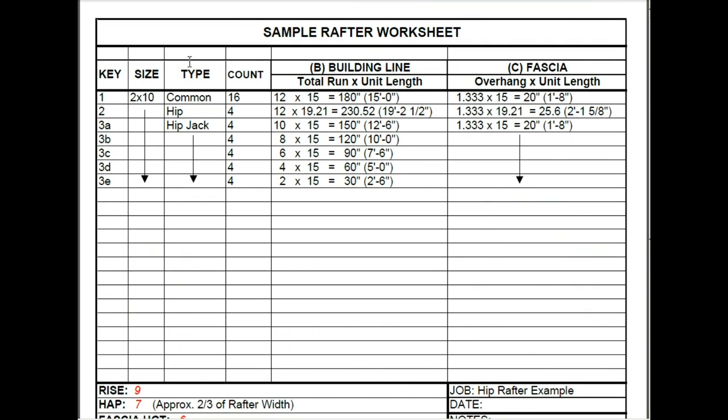So now let's plug this into our equation. For the hip rafter, total run is 12. Multiply that by the unit length of 19.21, and the mathematical rafter length will be 19 feet 2.5 inches. All right, for the fascia, overhang times the unit length. The overhang is 1.333 or 1'4" times the unit length of 19.21, coming up with an answer of 2 feet 1 5/8 inches.